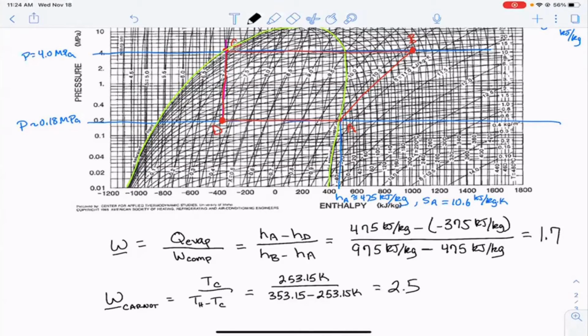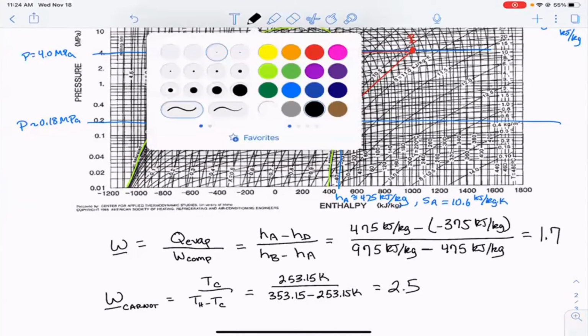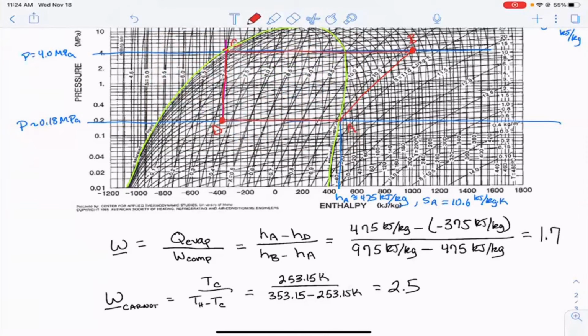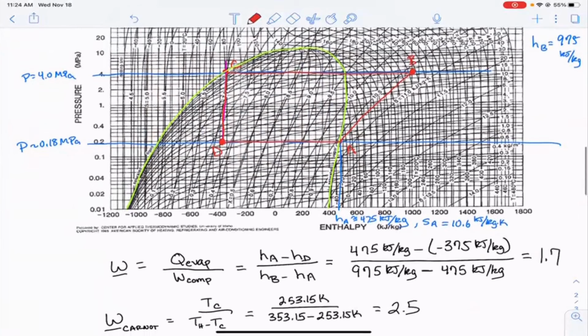So just like a real engine can never have an efficiency greater than the Carnot efficiency, in a refrigeration cycle its coefficient of performance can never be greater than the Carnot coefficient of performance. And this proves that that's true for this particular cycle. Okay.